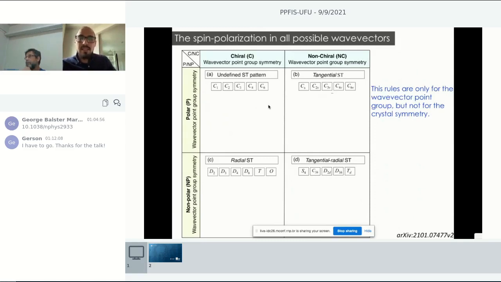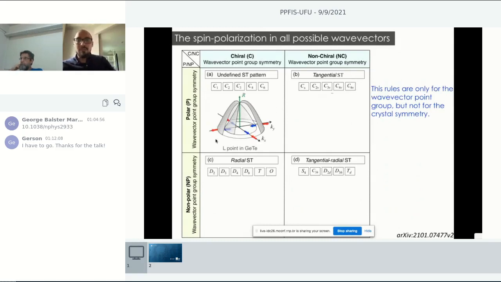Okay, so now we can see which kind of rule these symmetries impose on the spin texture. To do that, you need to remember 2 things. The first one is that chiral means that you only have rotation symmetries, and non-chiral means that you have both rotations and mirror planes. Polar means that you have only one rotation axis, I mean one polar axis, and non-polar means that you have more than one rotation axis, symmetry axis, okay?